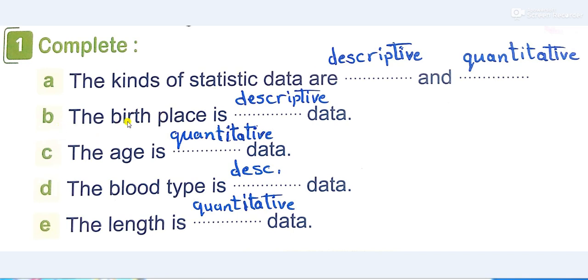Let's see letter B. The first place, the place we were born in, is descriptive data. Letter C, the age. We have some questions on ratios. As we know, we will simplify with years, months, days, weeks, and so on. So the age is quantitative data. Blood type is descriptive data, and the length is quantitative data.